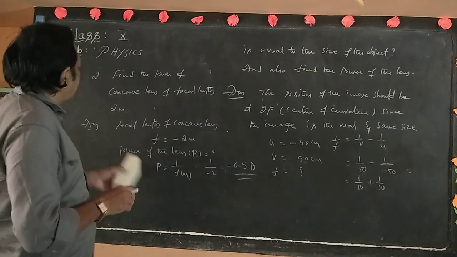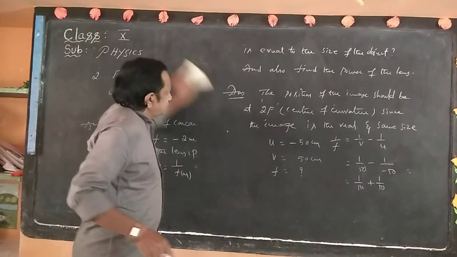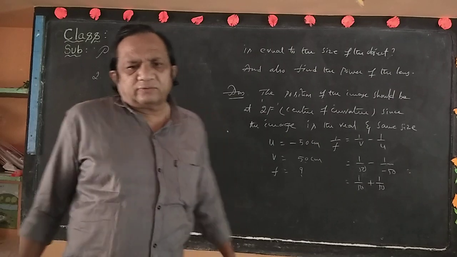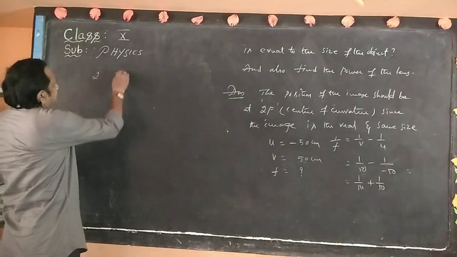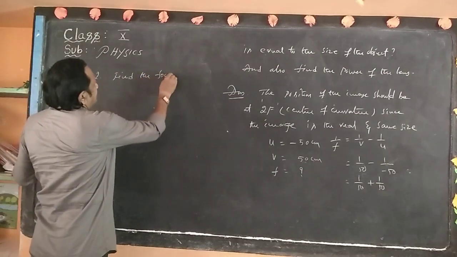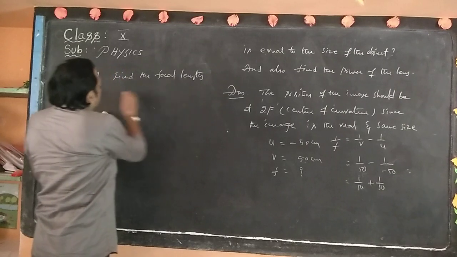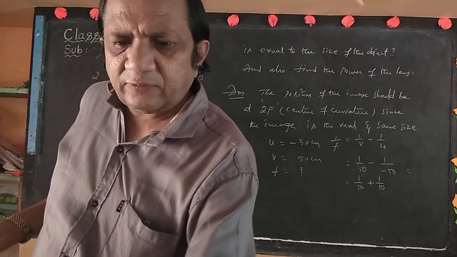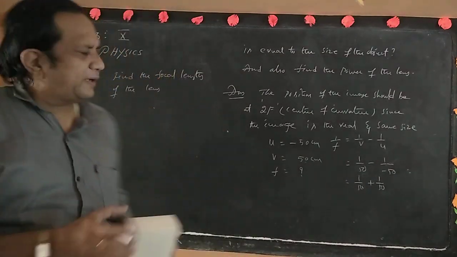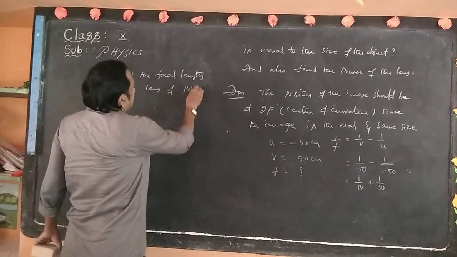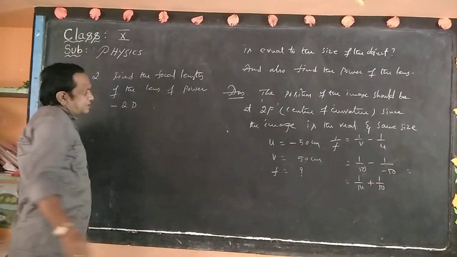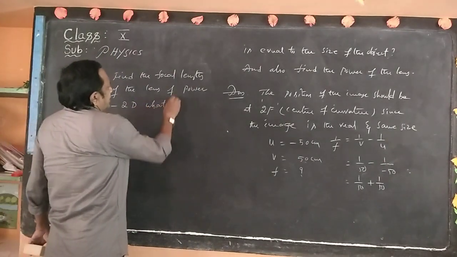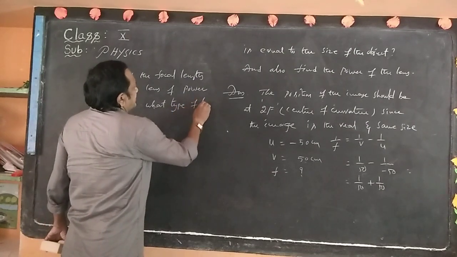Now another one to be considered. Find the focal length of the lens. If the power of the lens is minus 2 diopters, find the focal length of the lens. What type of lens is this?